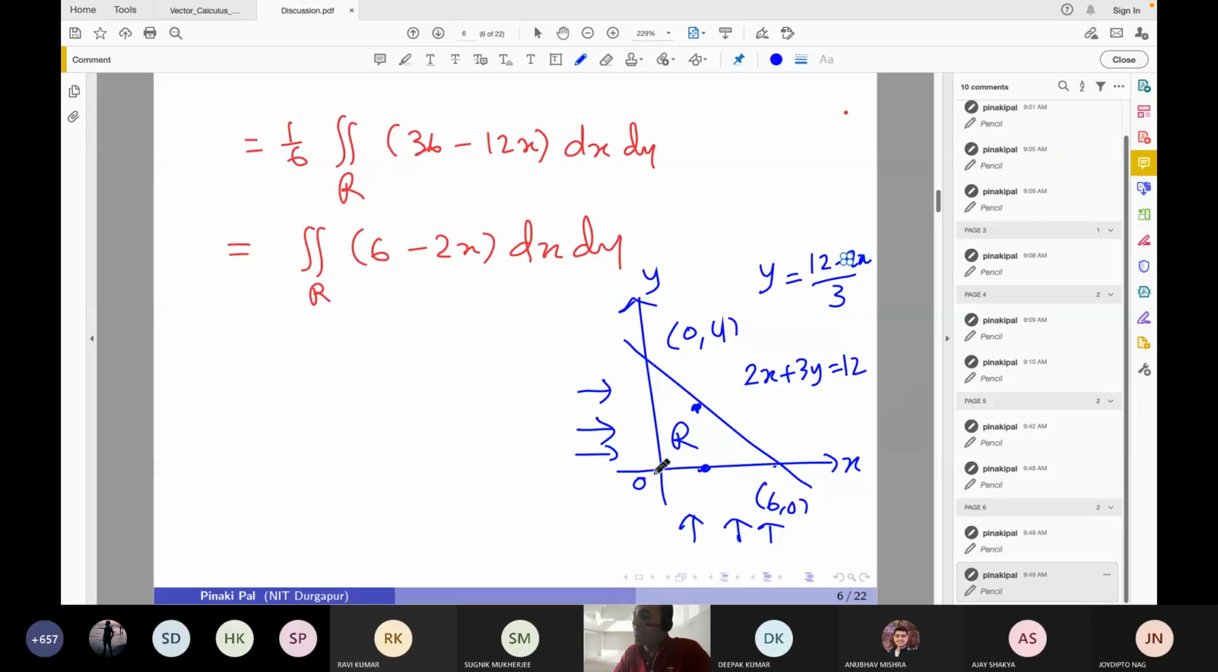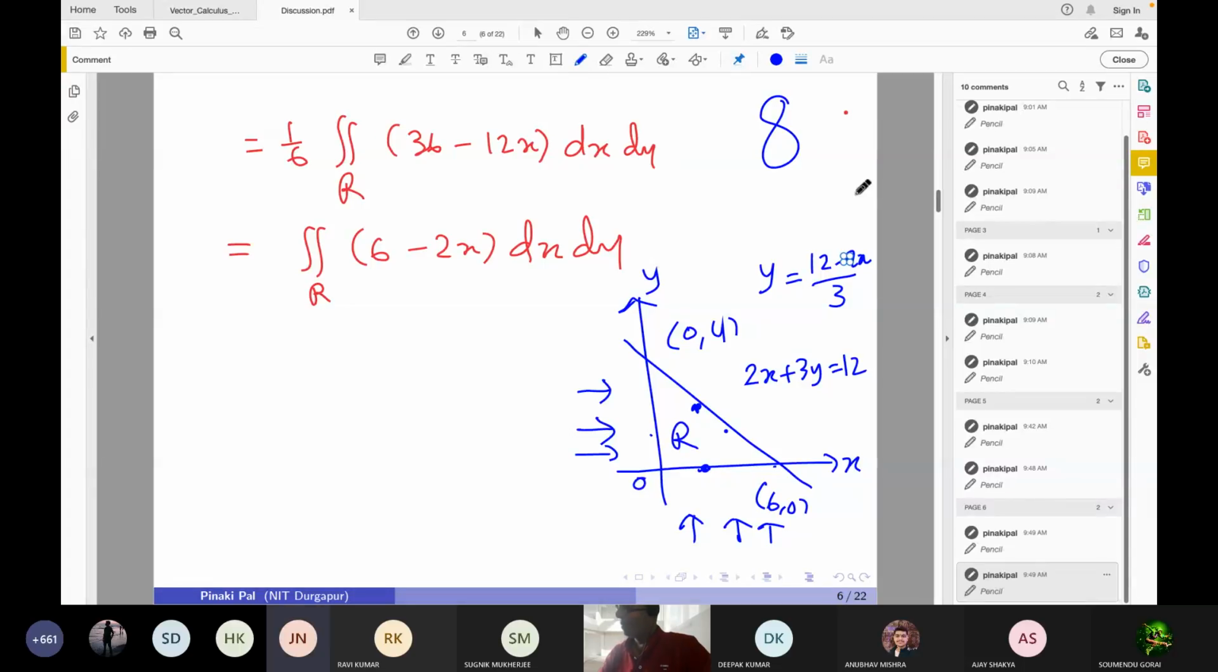Alternatively, if you look at the region from the side of the y-axis, you will see that y is varying from 0 to 4. And for each value of y in this range, 0 to 4, x is varying from 0 to this line, 12 minus 3y by 2. And note that this region should be simply connected. If there is something like this, then you have to be careful.